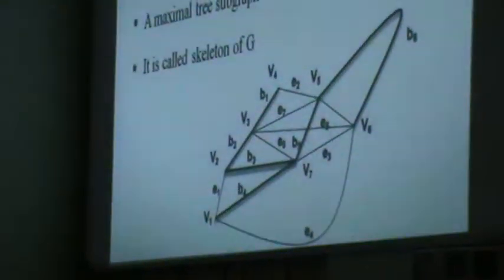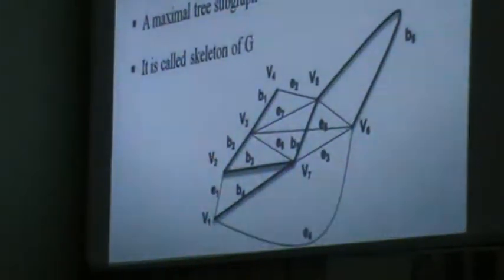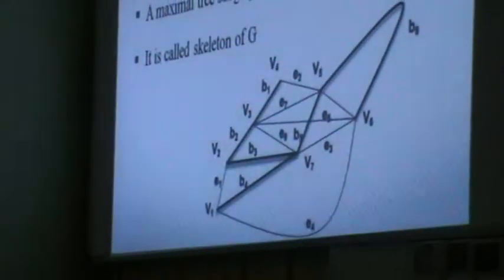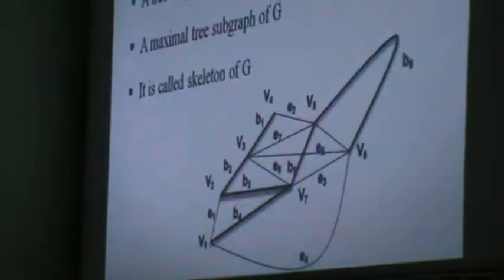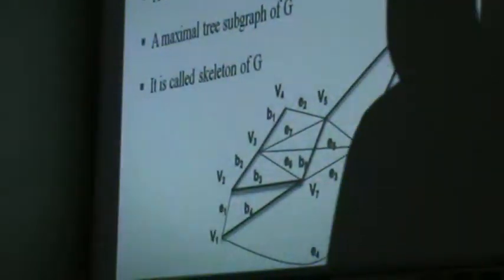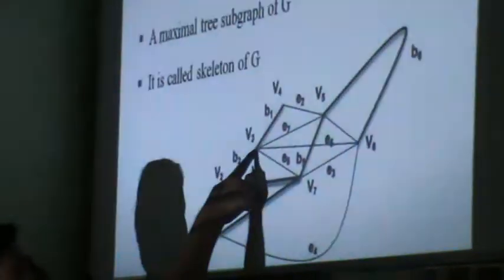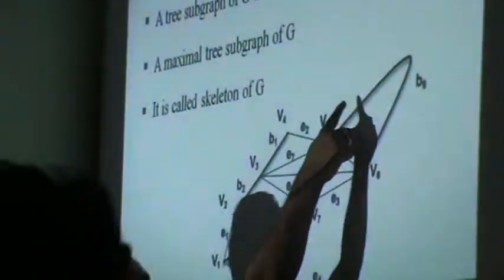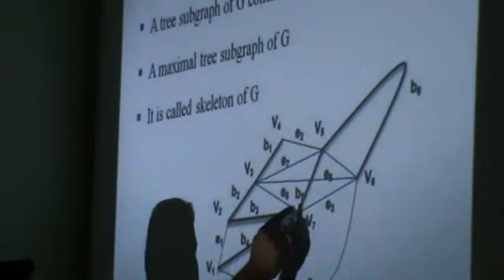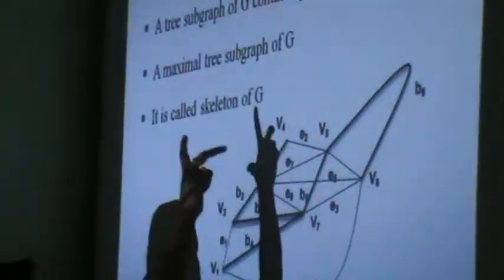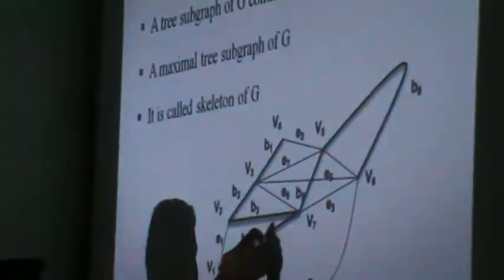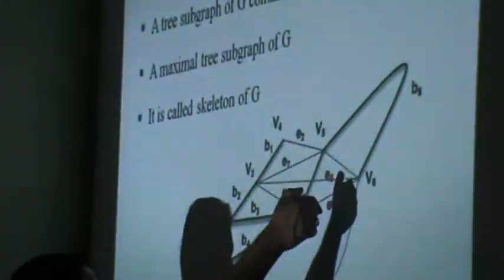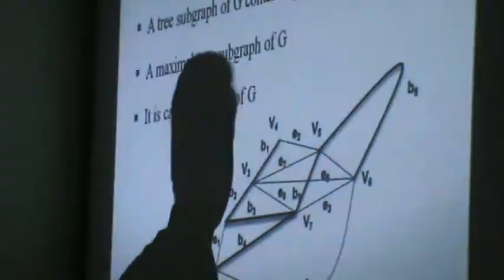Do you think that those bold edges connect all vertices? Yes or no? Yes, this here connects, and so on. You concentrate only on these edges and 7 vertices, and that becomes a subgraph of the entire graph G. And such a maximal tree subgraph is what is called a spanning tree.